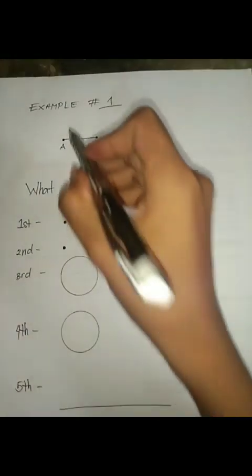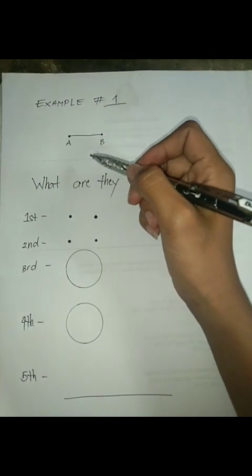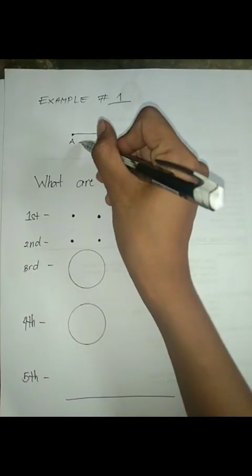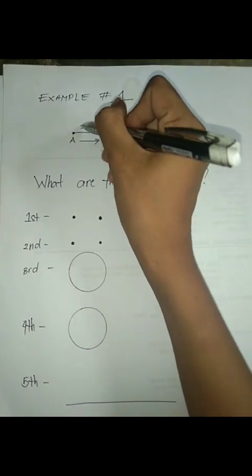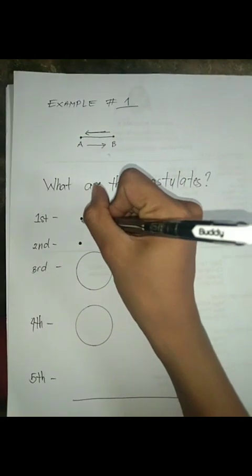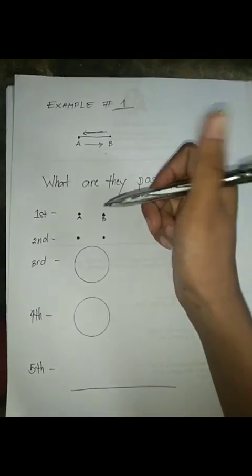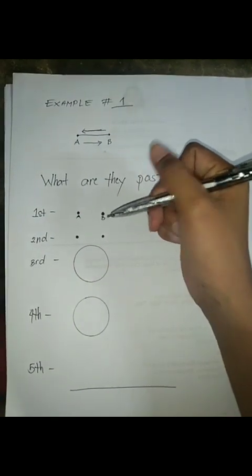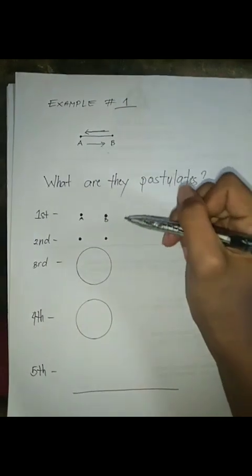Example number 1, if we have a point A and a point B, we can have a direction. For example, A to B is different to B to A. So what are the postulates? First, if we have a point A and a point B, these given 2 points can describe a single line, or a unique line.